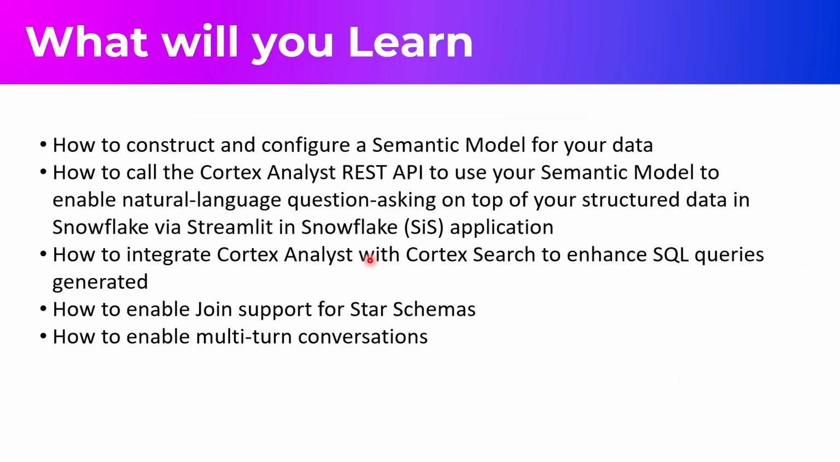By the end of this session, you'll learn how to configure your semantic model, call Analyst via REST API, enhance the responses using Cortex Search, enable join support for star schemas, and even multi-turn conversational analytics. Basically, we are building a smart, production-ready conversational analytics application right inside Snowflake. So stick around because this is one of the most practical and high-impact Snowflake AI workflows you can implement right now.